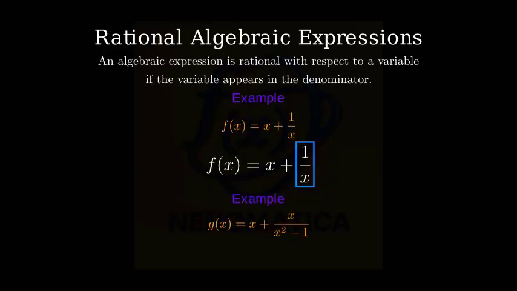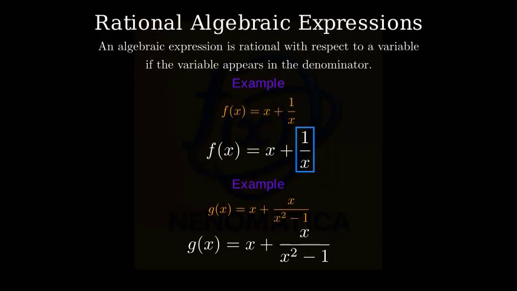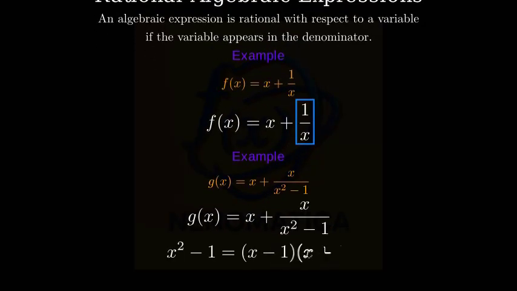Here we have g of x equals x plus x divided by x squared minus 1. This is also a rational expression, since x appears in the denominator. In this expression, we again have two terms, x and x divided by x squared minus 1. The second term contains x in both the numerator and denominator. The denominator x squared minus 1 can be factored as the product of x minus 1 and x plus 1.